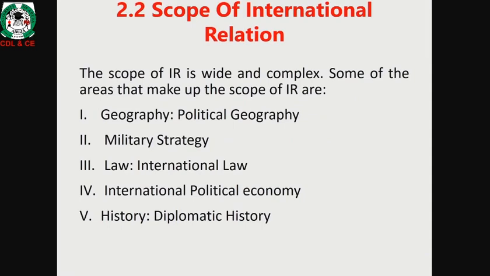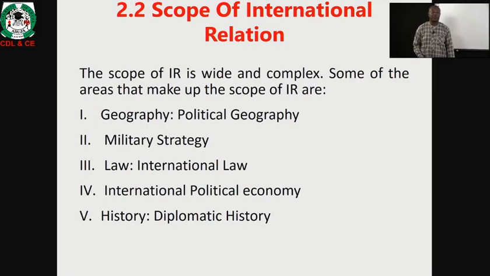Scope of international relations. The scope of international relations is wide and complex. Some of the areas that make up the scope of international relations are geography, that is political geography; military strategy; law, that is international law; international political economy; and history, that is diplomatic history.